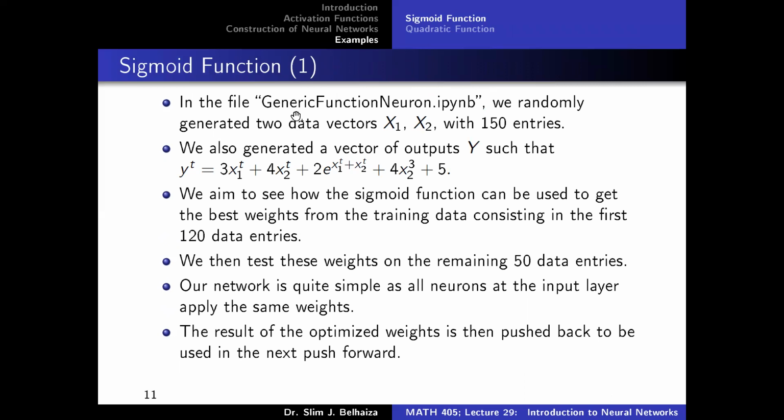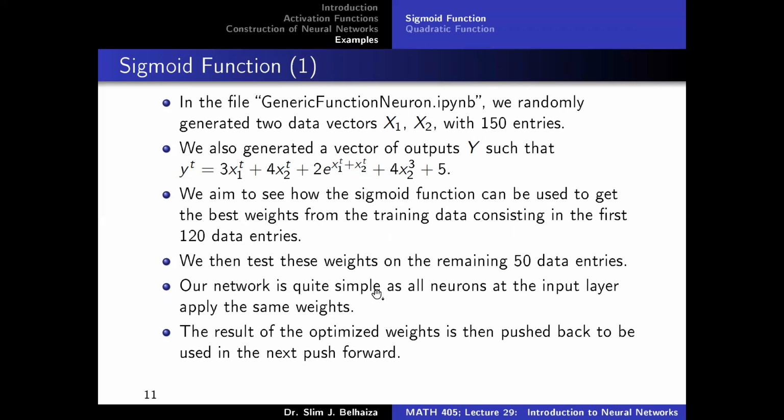In the file, generic function neuron, in Jupyter Notebook, I will post the video a little bit later. We randomly generated two data vectors, x1 and x2, with 150 entries. We also generated a vector of output, y, which is equal to 3x1 plus 4x2 plus 2 exponential of x1 plus x2 plus 4x2 cubed plus 5. We would like to see how the sigmoid function can be used to get the best weights from the training data, consisting of the first, here for instance, 100 or 120 data entries. We then test these weights on the remaining 30 or 50 data entries.